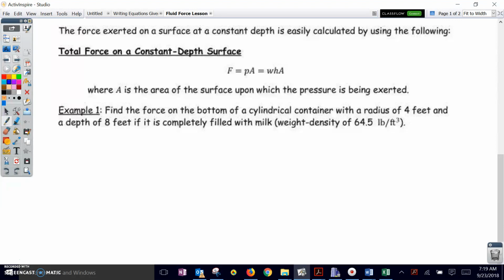And the pressure is determined by two factors. Number one, which is the weight density of the fluid. And number two, which is the depth of the fluid. And then this last characteristic here in determining the force is the area of the surface.